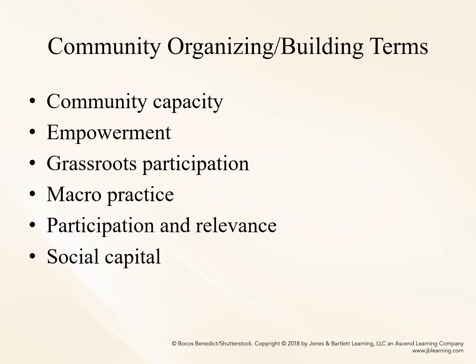Now we're going to define some key terms for this chapter. The first one is community capacity. Community capacity is defined as community characteristics that affect its ability to identify, mobilize, and address problems. The community capacity refers to their ability to address issues. Empowerment is defined as social action process for people to gain mastery over their lives and the lives of their community.